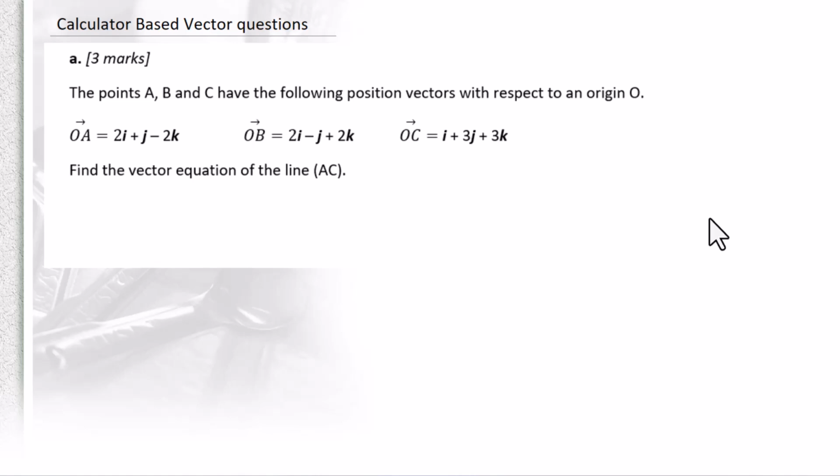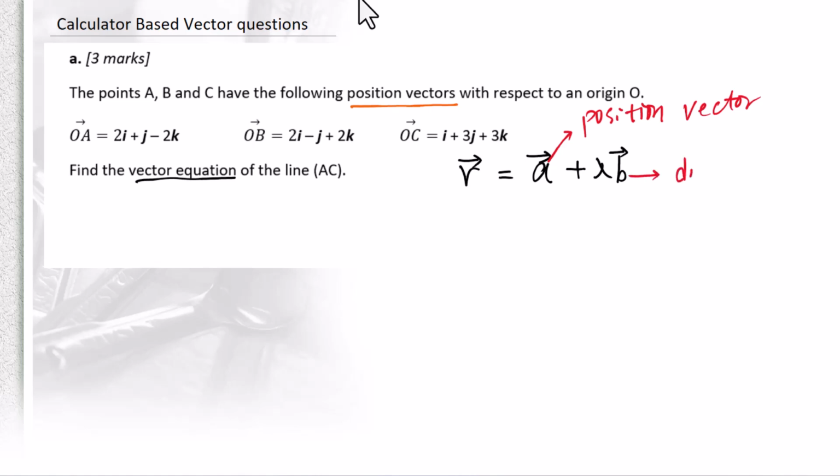This video is about to review calculator-based vector questions. The points A, B, and C have the following position vectors with respect to an origin O. Find the vector equation of the line AC. We do know vector equation equals vector A plus lambda vector B.